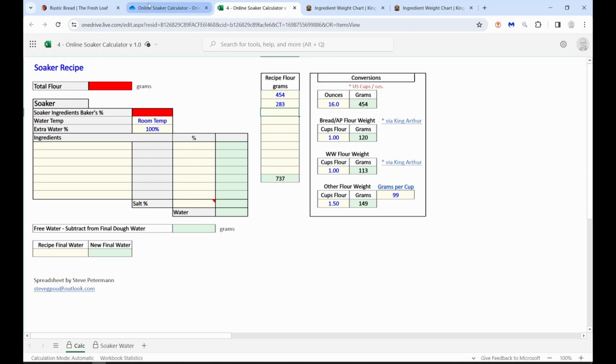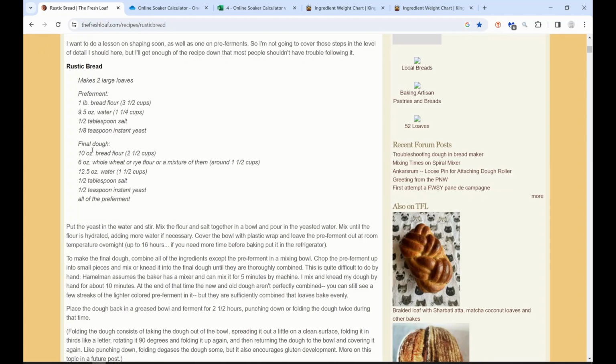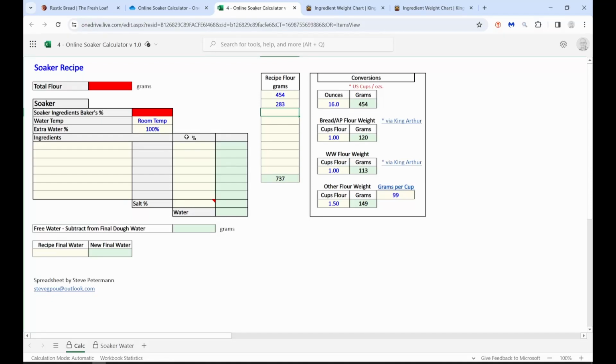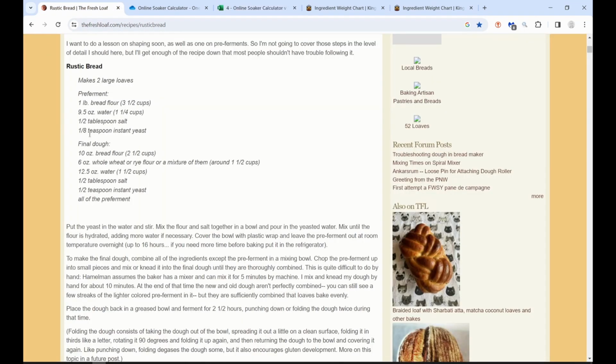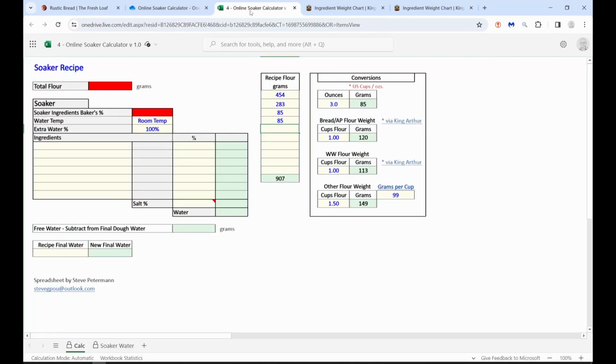If we look at our recipe again, there's 10 ounces of bread flour, 6 ounces whole wheat or rye, or a mixture. So let's assume that the recipe split those up. Instead of 6 ounces, come back and we've got 3 ounces. Okay, so that's 85. That would be one of them, 85 for the other one. So we end up with, if we look, that takes care of all the flour that was in there. So we end up with 907 grams of total flour. So we put that in here.